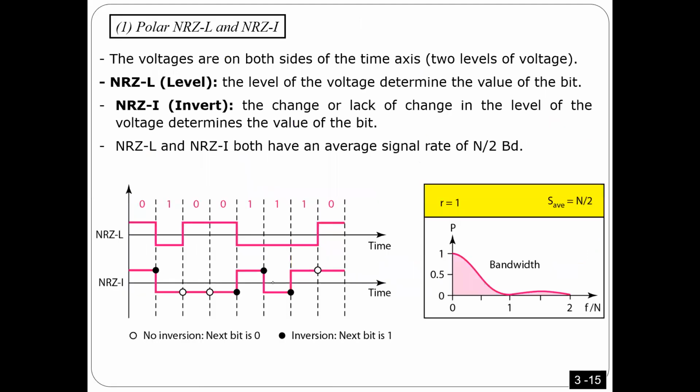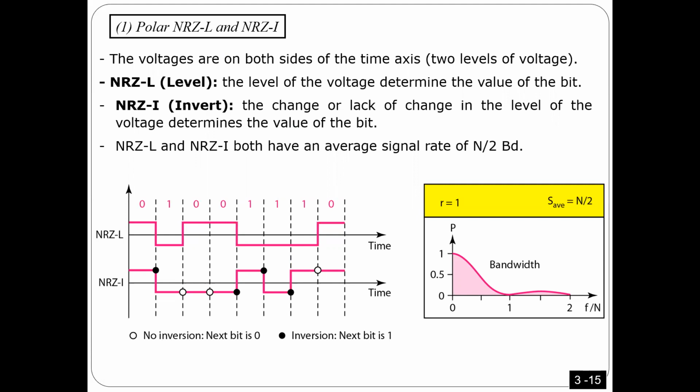In the case of polar, as we see here, we have two versions of this one. Again, I'm going to repeat the same thing. Number one, for every encoder, I'm going to tell you how it works. Number two, calculate the bandwidth. Number three, do we have a DC component or not? Do we have a synchronization problem or not? Baseline wandering or not? That's it. Based on that, I see if it is good or bad.